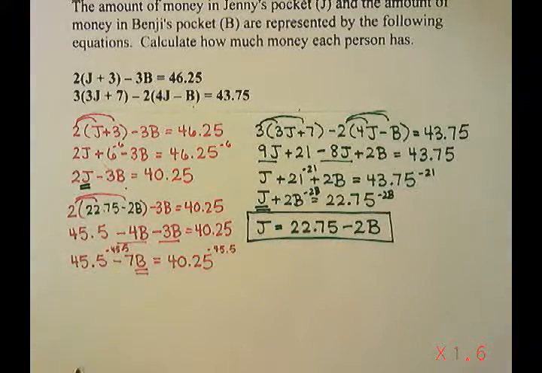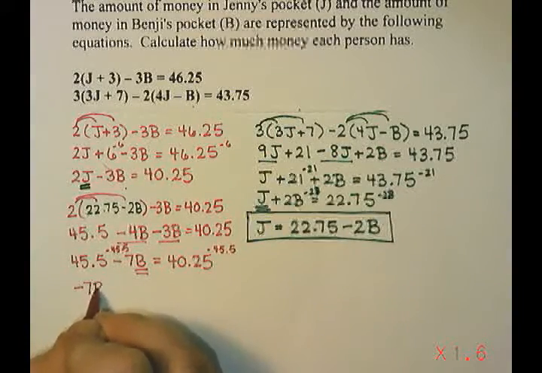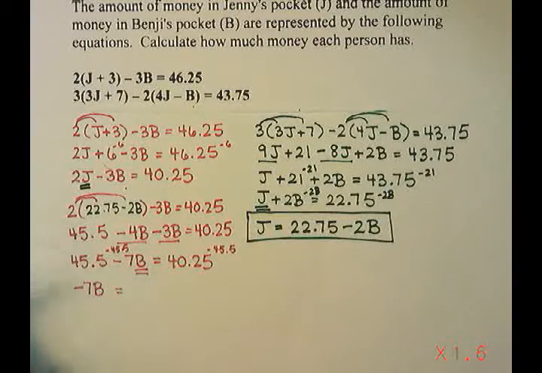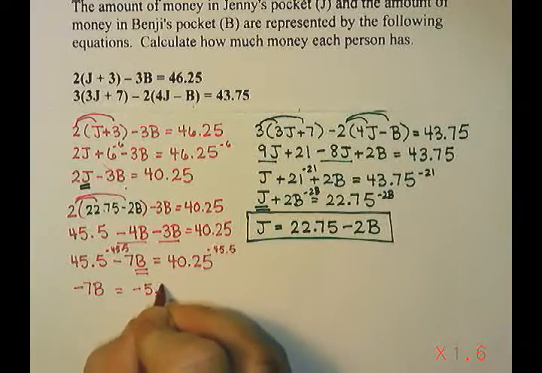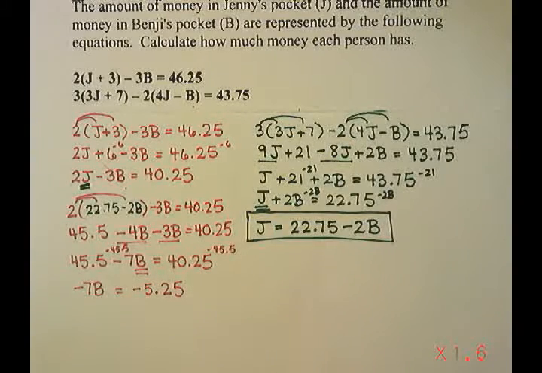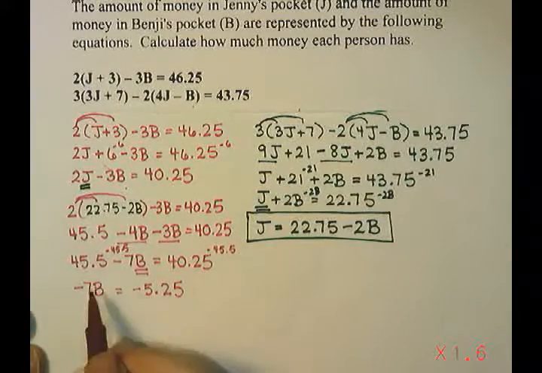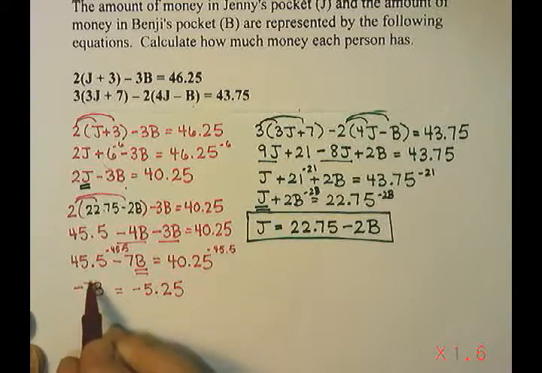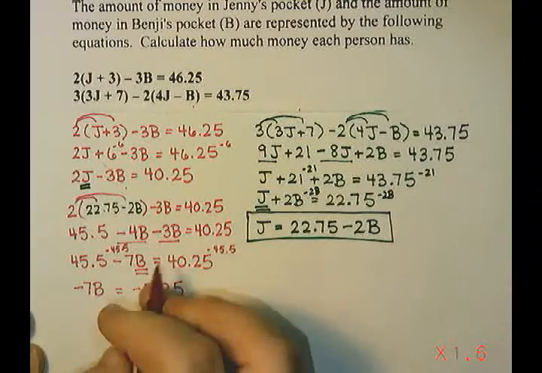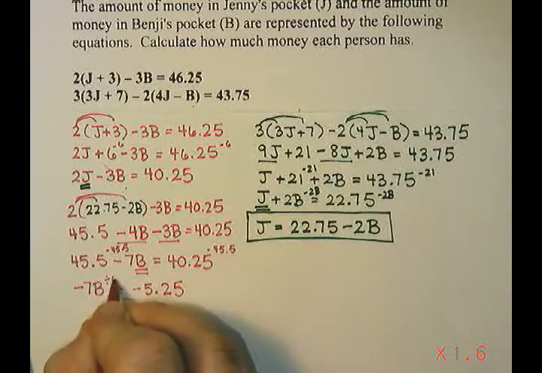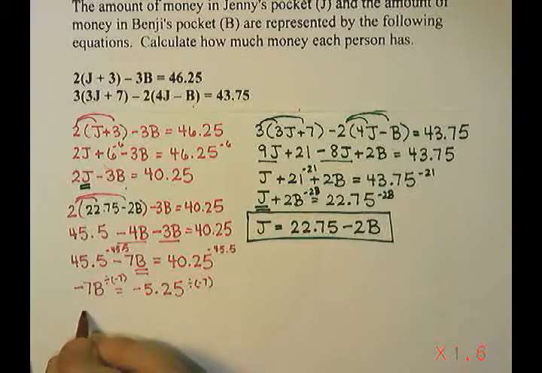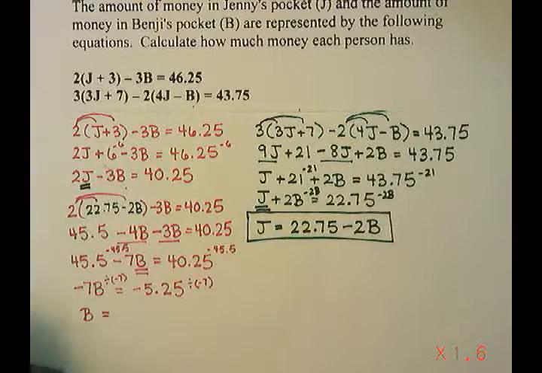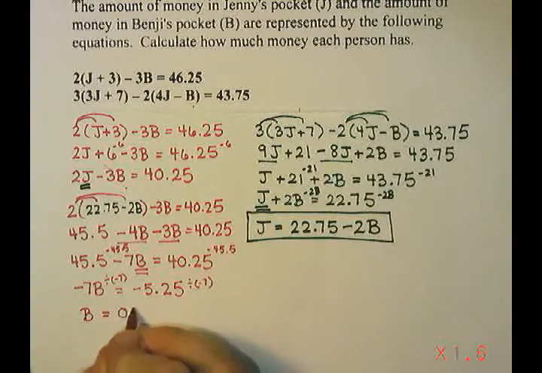And I'm left with negative 7b equals negative 5.25. So to finish solving for b, I need to move that negative 7 to the other side. We're currently multiplying, so we're going to divide by negative 7. I'm going to use my calculator to help me with this. Negative 5.25 divided by negative 7 is 0.75.